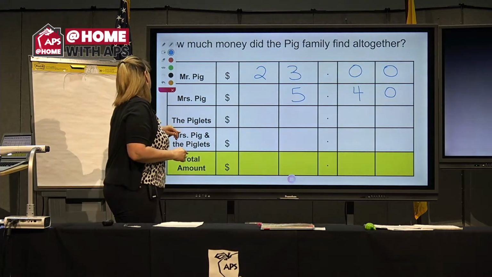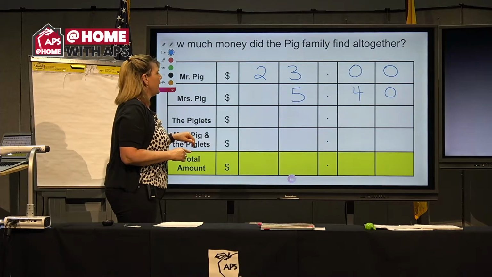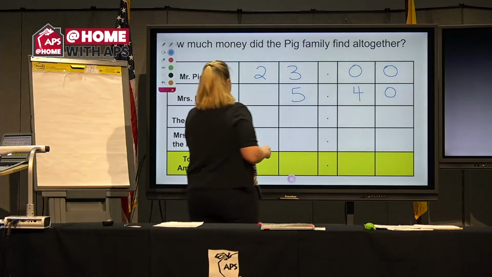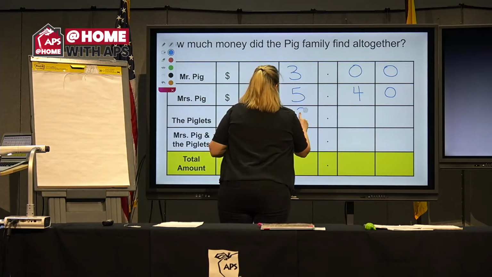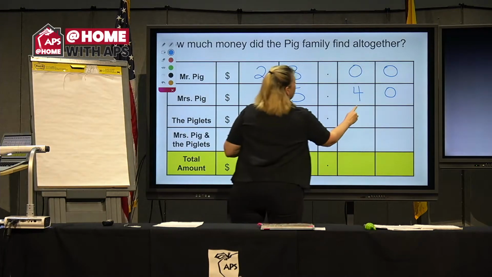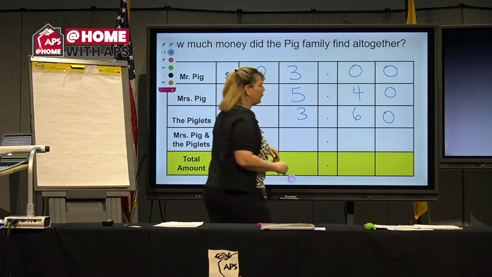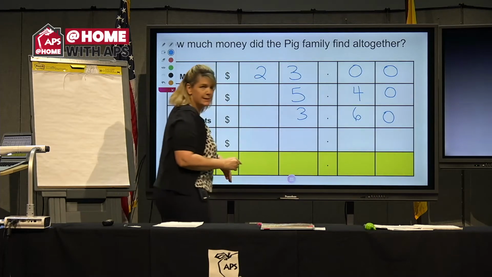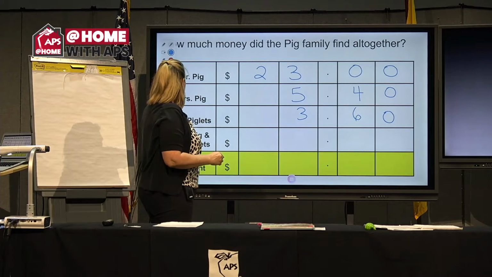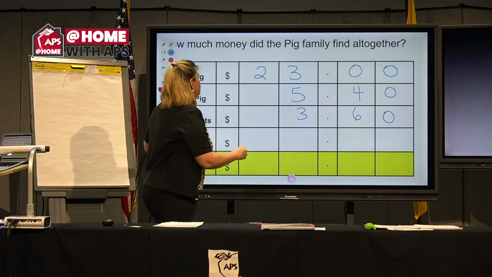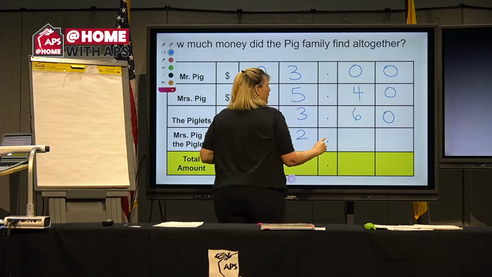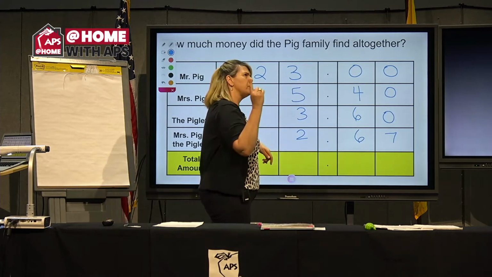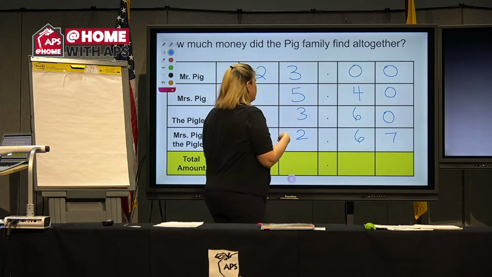No ones there. The piglets, they had, let me think, it was $3.60, I think, right? Let's see, $3, that's gonna go in our ones. 60 cents. So far, we don't have any ones happening, right? Any of these pennies that are happening over here. And then Mrs. Pig and the piglets, they had $2 and I believe 67 cents. Because that was the 4 quarters, the dime, I remember the 50-cent piece and the 17.